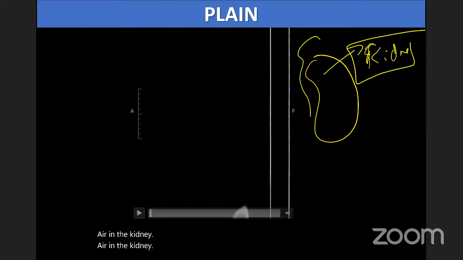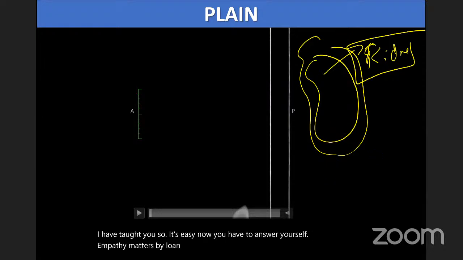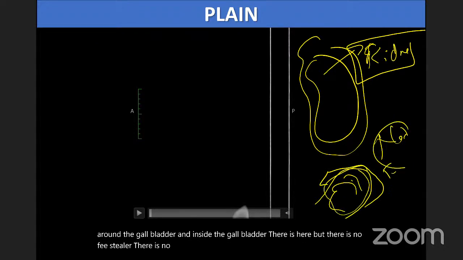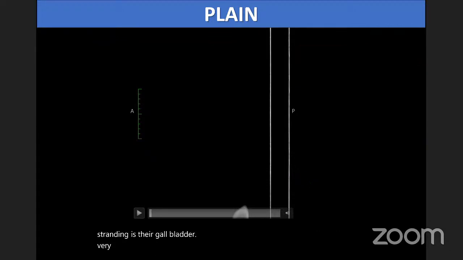Air in the kidney and fat stranding around. I have taught you, so it's easy. Now you have to answer yourself. Emphysematous pyelonephritis. Good. Now I'm telling you air is in the gallbladder, around the gallbladder, and inside the gallbladder there is air, but there is no fistula. Fat stranding is there. Gallbladder. Very simple. Emphysematous cholecystitis. Okay.